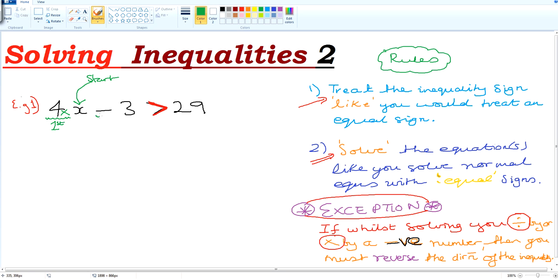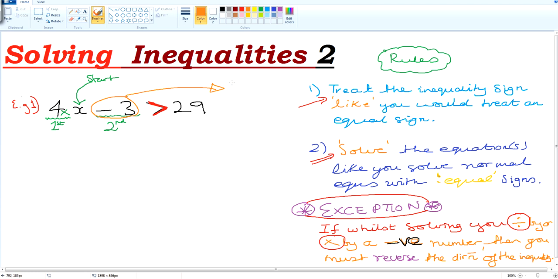And then after being times by 4, it has been minus by 3. We call this the second action. So x is being acted on by 2 things: times by 4 firstly, and then minus 3 secondly. Now when we solve, which one shall I move first? Minus 3. Always move the last action first. When we solve, we move the actions in reverse order. Last action goes first. Treat this like an equal sign, it's an inequality.